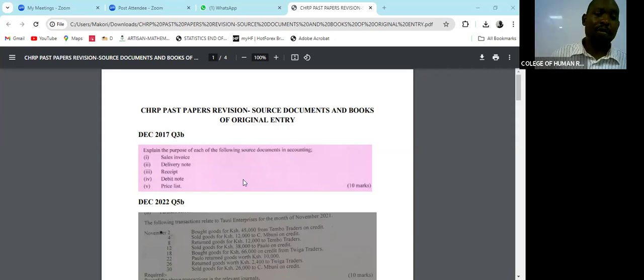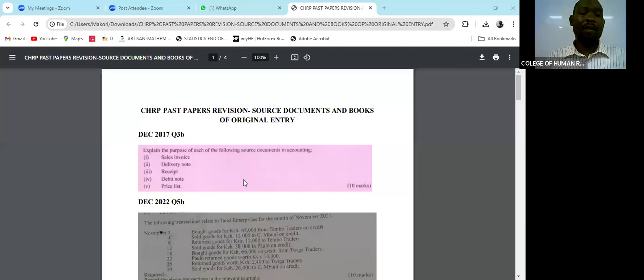The sales invoice, we said it is used for requesting for the payment from the customers for the goods already delivered to them. The delivery note, we have said it is a document that accompanies the goods when they are being delivered, and it contains the information of the goods that are being delivered.